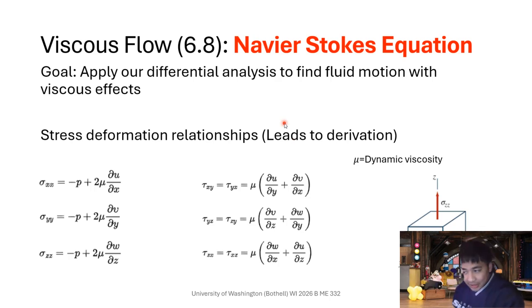Okay, so we already went over this. This is kind of a derivation of where the Navier-Stokes equation came from, right? Our goal is to apply a differential analysis to find fluid motion with viscous effects, because we've always assumed inviscid fluids, meaning no viscosity. So these are stress deformation relationships. I went over this last lecture already. So if you missed it, you can look at previous lecture slides or look at the textbook.